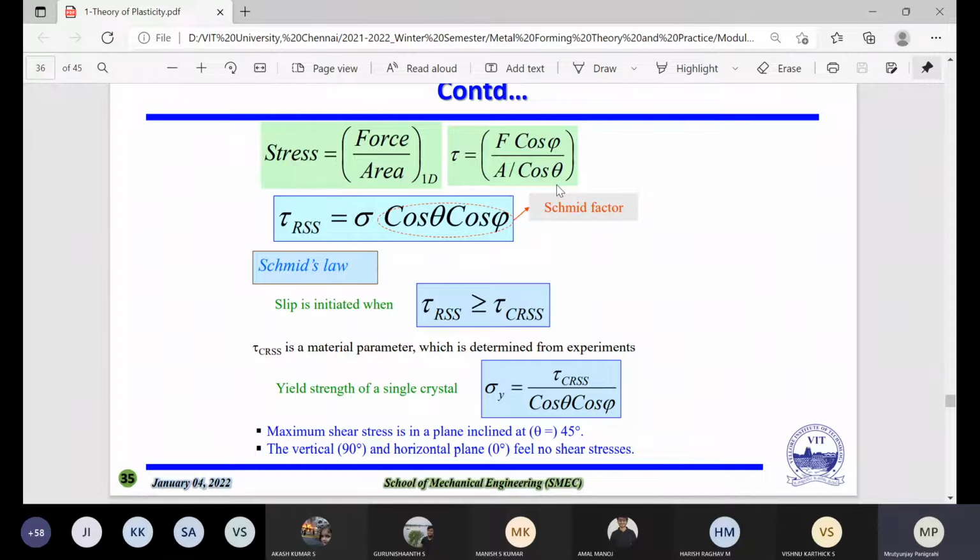And the critical resolved shear stress or the resolved shear stress is sigma cos theta cos phi, and cos theta cos phi is also known as the Schmid factor. And you have the yield strength. If you want to calculate how much the yield strength is, sigma y corresponds to tau CRSS. Sometimes you do not think much about what tau RSS is and what tau CRSS is. This is the minimum stress you require, so all the equations are almost the same. The yield strength sigma y equals tau CRSS by cos theta cos phi. Okay, is it clear? You can write the equations. Maybe based on this, we will make one or two numericals.